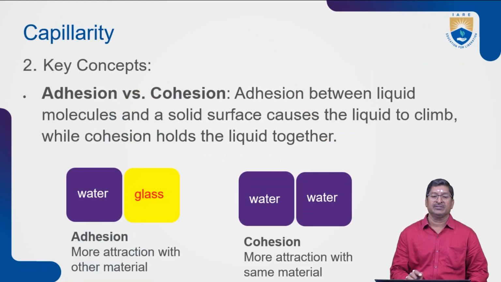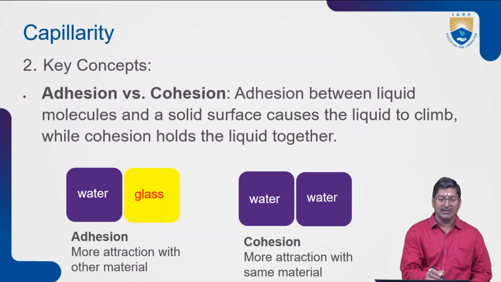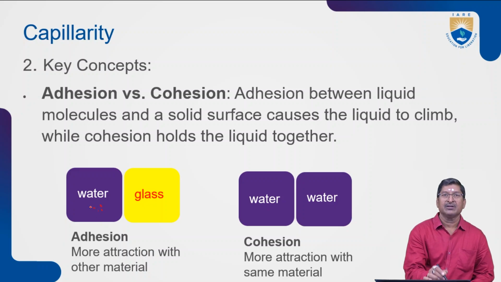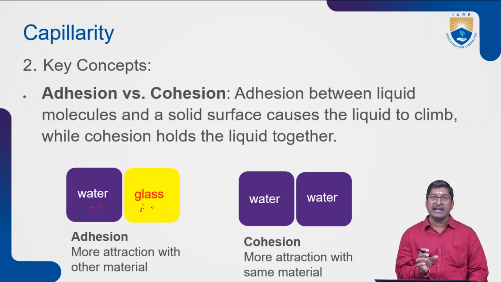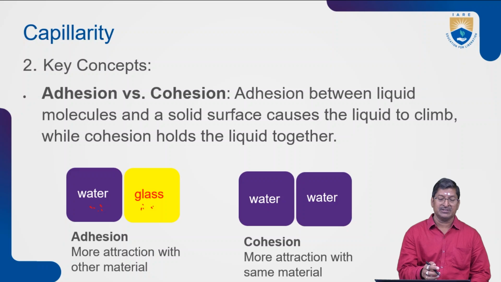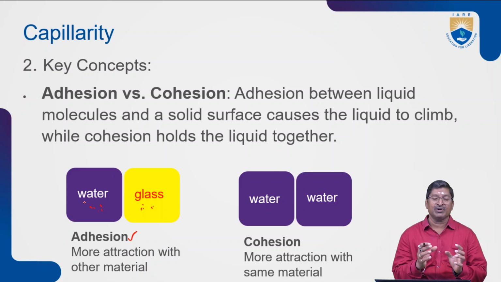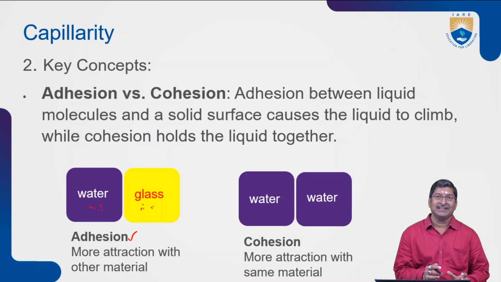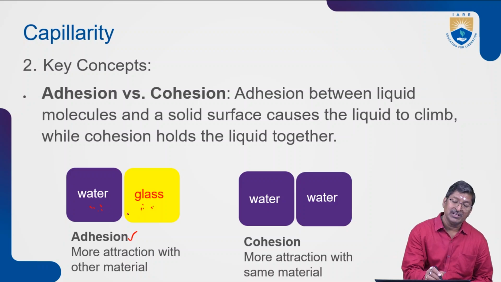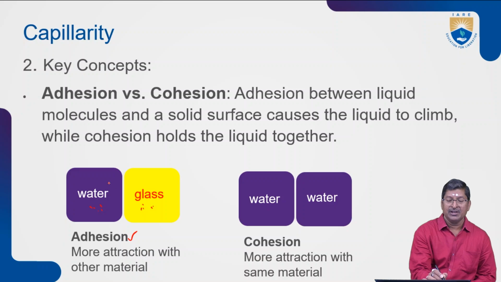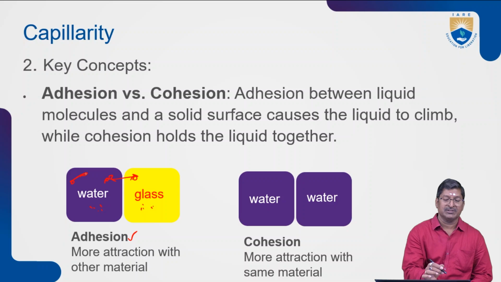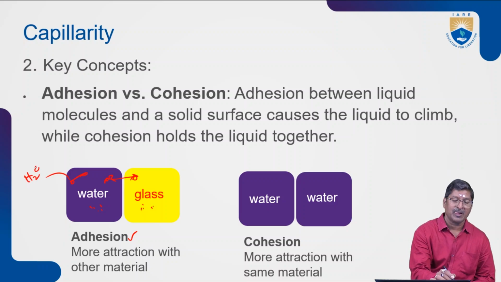What we'll understand, we can see here, adhesion and cohesion. The definition for adhesion is: if the molecules of one material have more attraction to the molecules of another material compared to their own molecules, that is called adhesion. That means here the attraction between the water molecules is lesser than the attraction between the water molecules and glass. So here the glass molecules have more attraction compared to these water molecules. These are water molecules.